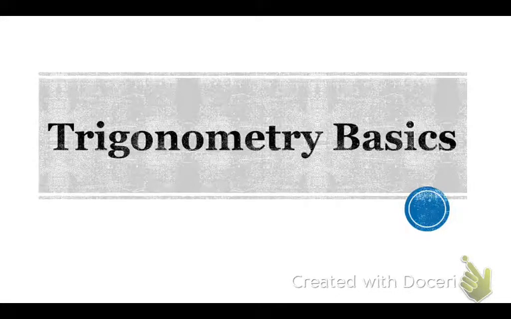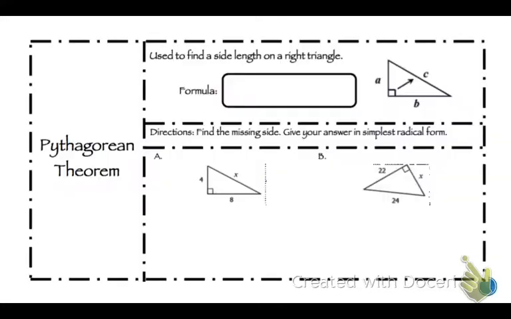Okay, trigonometry basics. So let's get into this. Pythagorean theorem. You should know the Pythagorean theorem, but it's part of trig basics. So let's get into it. A squared plus b squared equals c squared. Pythagoras. So a and b are your sides. C is always your hypotenuse.